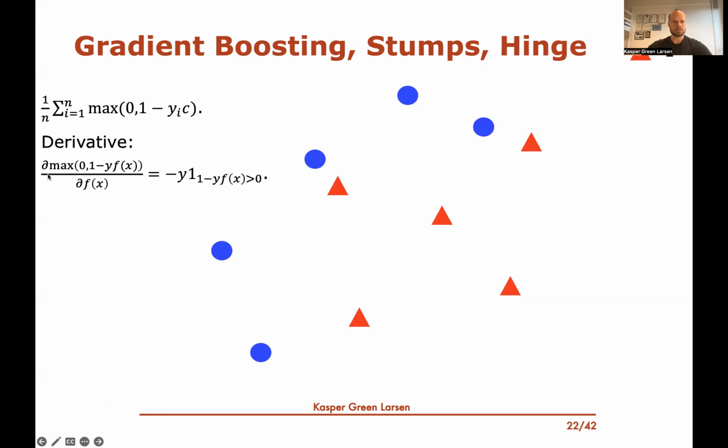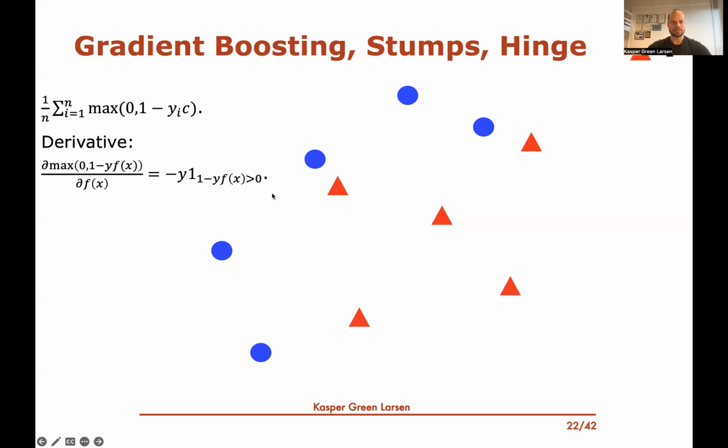Okay, so the derivative of this max expression, if I take the derivative with respect to the current prediction f of x, we already saw before, just by using the chain rule, that the derivative of this max function is the indicator function. So max of 0 and x has derivative the indicator for whether x is greater than 0. Now we have to replace x by the inner function, so we get the indicator for whether 1 minus y f of x is greater than 0. Then we have to multiply with the partial derivative of the inner function, 1 minus y f of x, with respect to f of x, and this is just minus y.